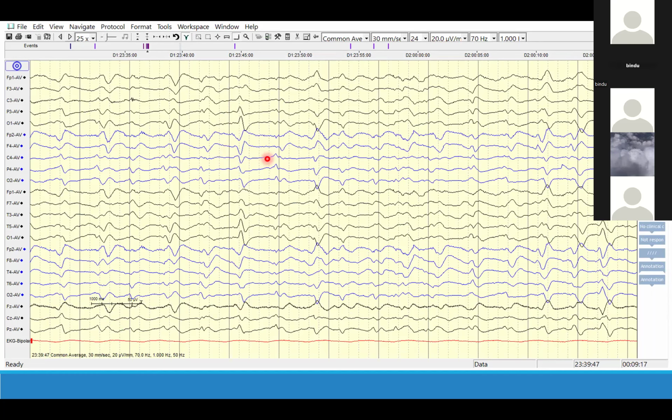Less than 4 seconds. Here it is a little asymmetric. So here the patient is having slow background activity, poor reactivity, bilateral periodic discharges, asymmetric ones, coming at a frequency of 1 to 2 hertz. So these are short interval periodic discharges in a case of CJD.